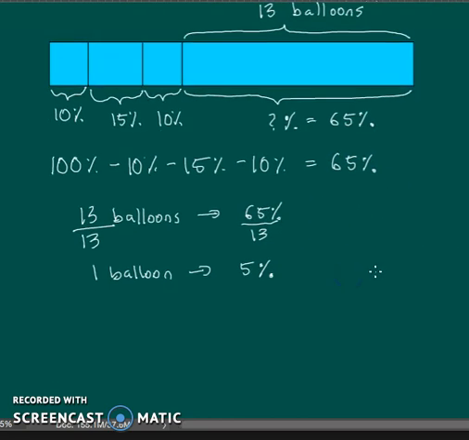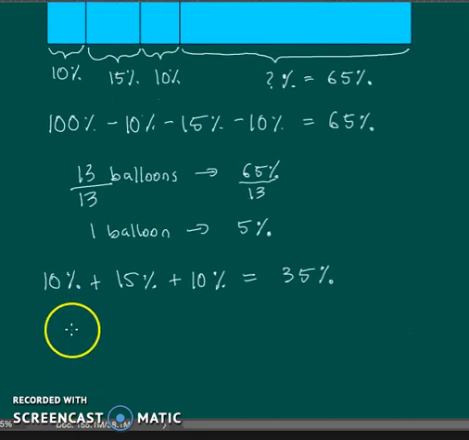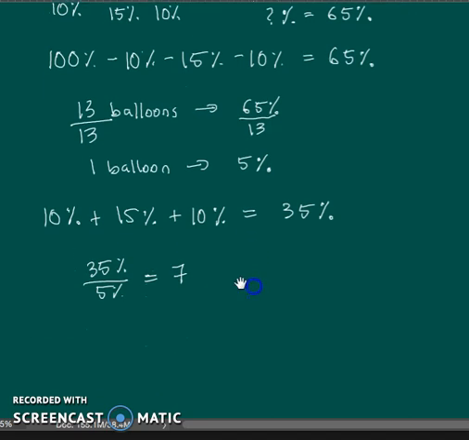Okay, so now that we have this information, we can use it to find out how much he gave away. So how many percent did he give away? 10% plus 15% plus another 10% gives us a total of 35%. So what I'm asking is, how many of those 5% units can go into 35%? So I'm going to divide 35% by 5%, and what I get is 7 times.